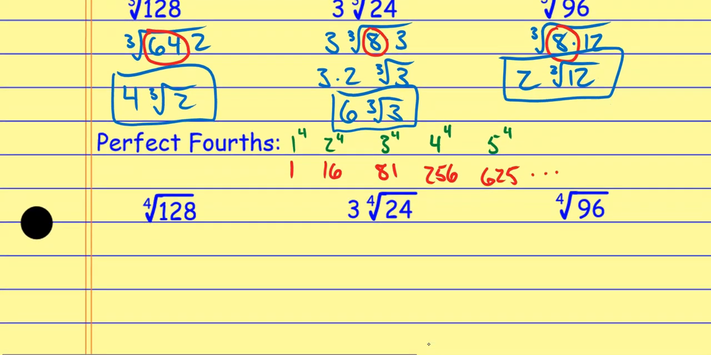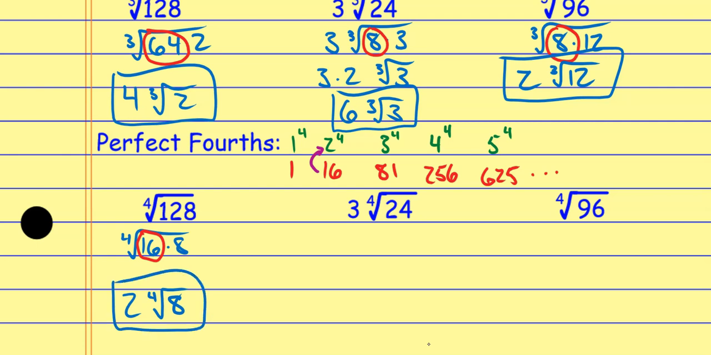But now as I look at perfect fourths, if I'm on the 4th root, I just consult this list. And if I look at this list, like for this first one, the biggest number from this list that divides evenly into 128 is going to be the 16, okay? It's 16 times 8. And now, again, consulting this list, the 4th root of 16 is right here. It's a 2. So the 4th root of 16 is a 2. The 4th root of 8 just stays as the 4th root of 8.